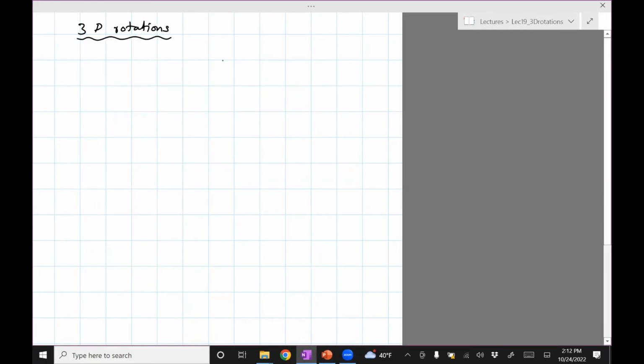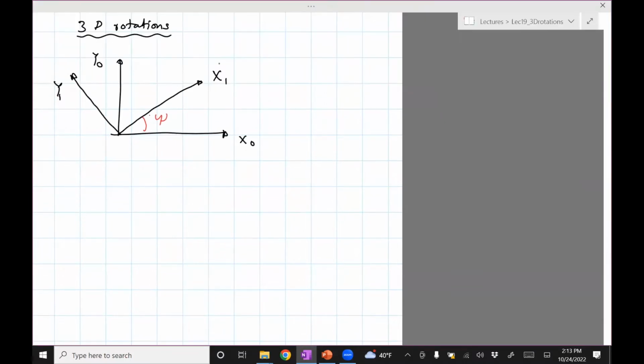Rotations. So what we've done so far in 2D is we've considered rotation about the z-axis. So remember, this was our x0, y0 frame, and then we rotated the frame about the z-axis. We ended up with x1, y1, and I'm just going to assume that this angle is psi.